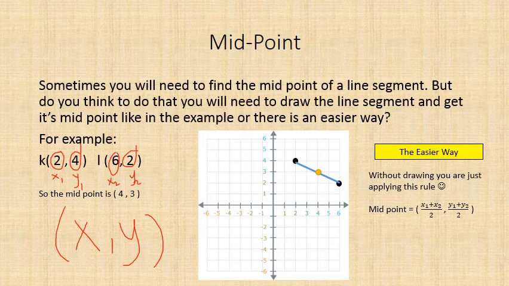2 plus 6 equals 8, divided by 2 equals 4. So here, it's 4. So without drawing anything, without making the axes, without dividing it into 1, 2, 3, 4, 5, 6, and so on, I just apply the rule. It's easier. So 2 plus 6 equals 8, divided by 2 equals 4. And then I will talk about the y's. 4 plus 2 equals 6, divided by 2 equals 3. So I got the midpoint without drawing anything. Okay, so it's easier, of course.